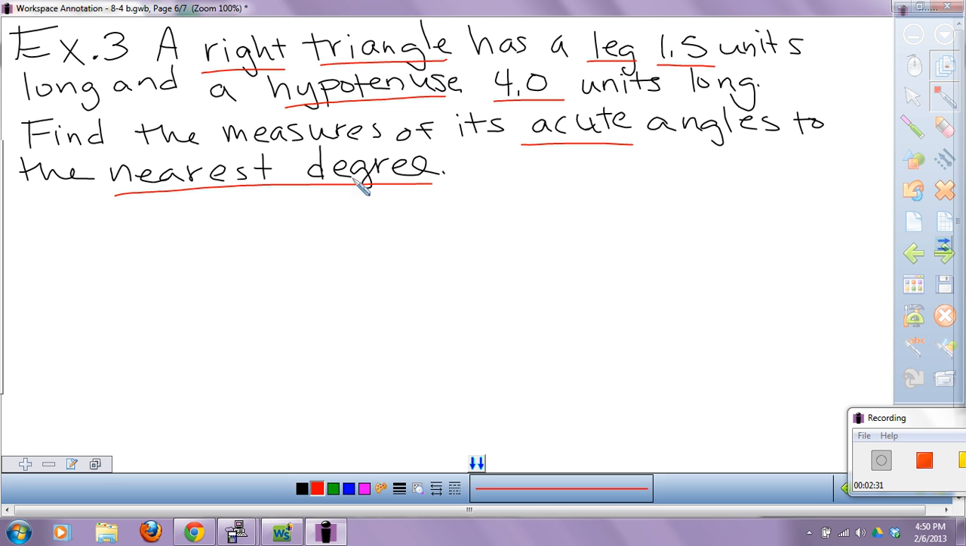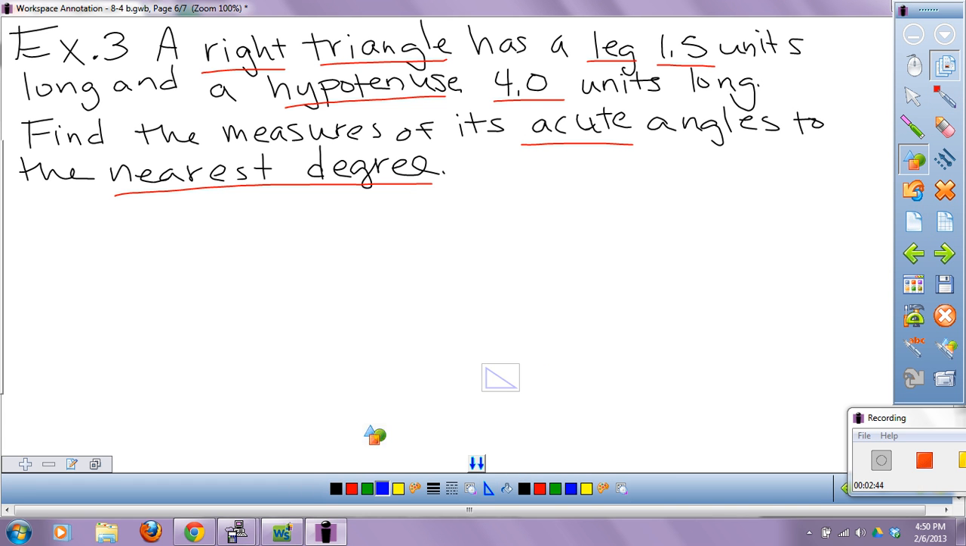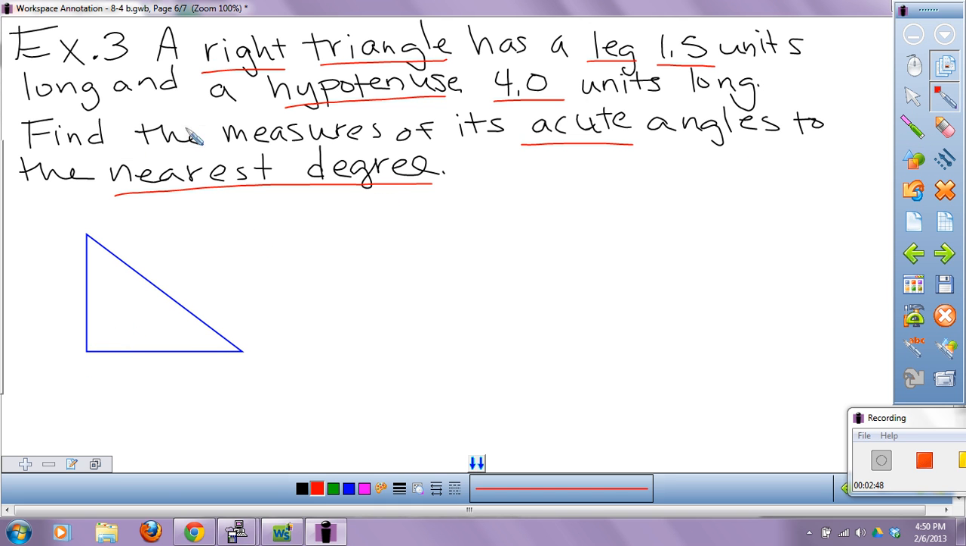What does nearest degree tell us? That means we're going to round, and we're going to round to the whole number. This sure looks like a bunch of words, so I'm going to go ahead and draw a picture so I can make a little more sense of this. I know it's a right triangle, so I'm going to start with that. Any old right triangle will do. That has a leg, 1.5 units. So pick a leg, it's 1.5 units. And a hypotenuse, the hypotenuse being across from your right angle, 4 units.